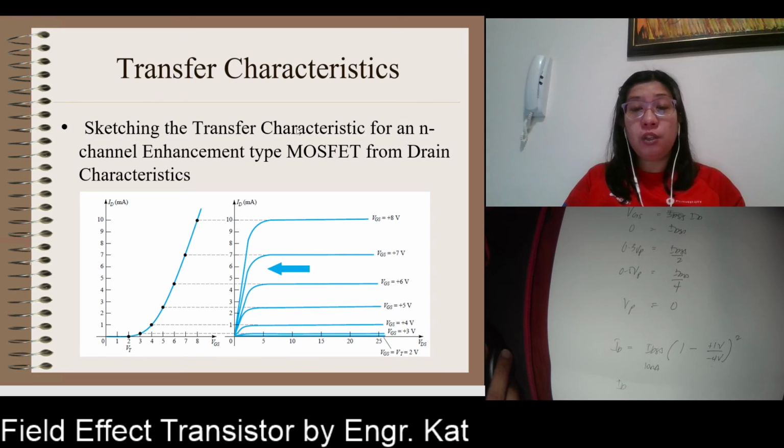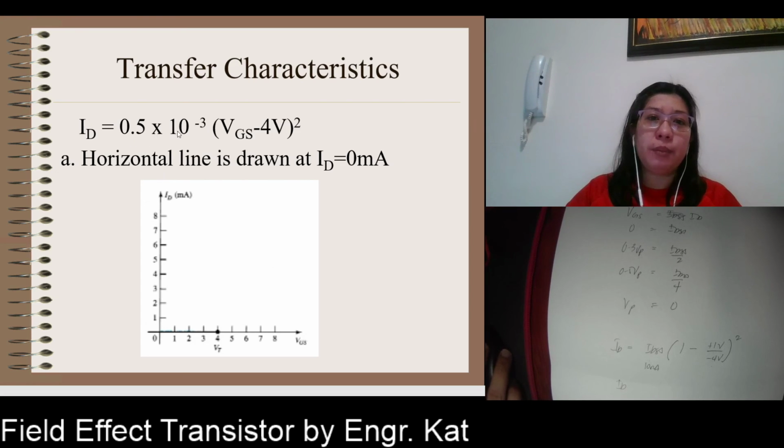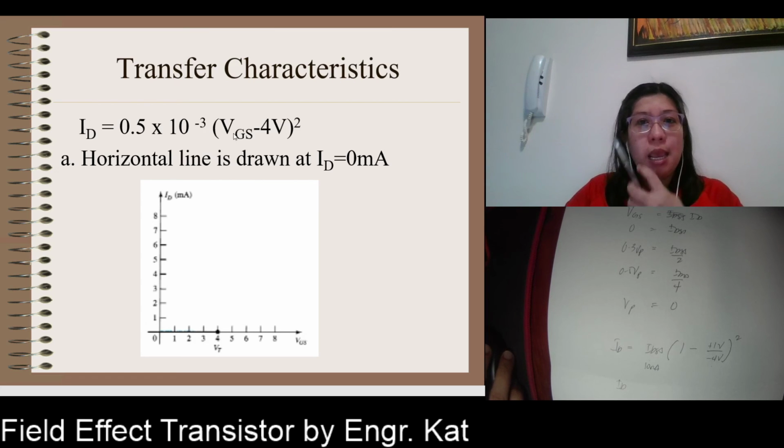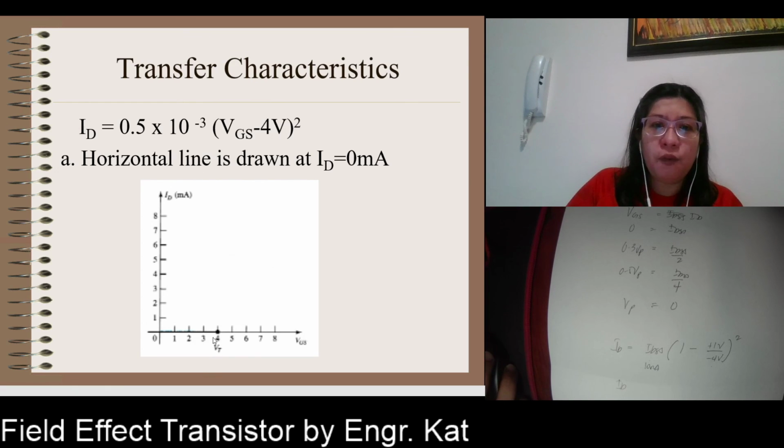Okay? So, sketching the transfer characteristic for an N-channel enhancement type MOSFET using the drain characteristic. So, for example, this is our K, 0.5 times 10 raised to negative 3 or milli. So, our VGSTH here is negative 4. So, what we do is we draw a horizontal line at ID until it reaches VT. Okay, so we don't have current until it reaches your VGSTH or your threshold voltage. So, your current will be starting when you have a VGS which is greater than your VGSTH.